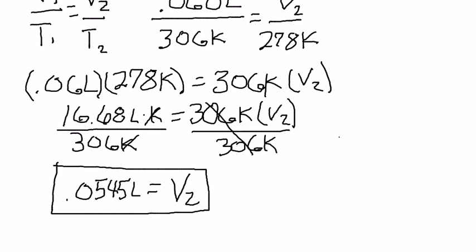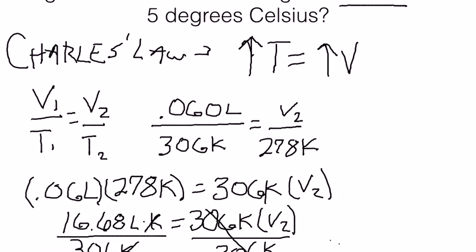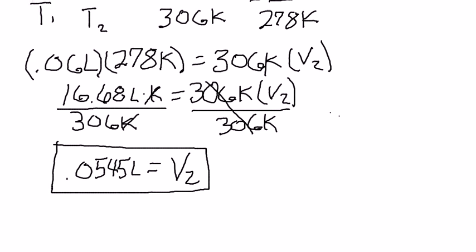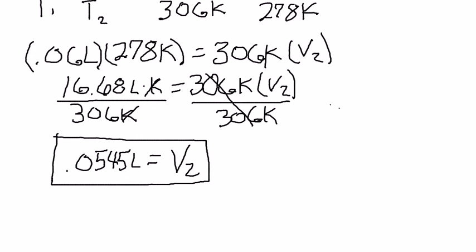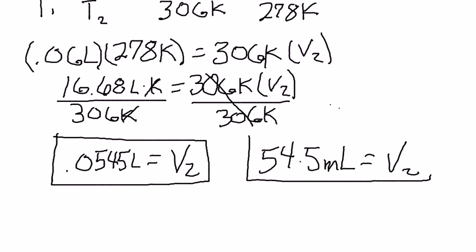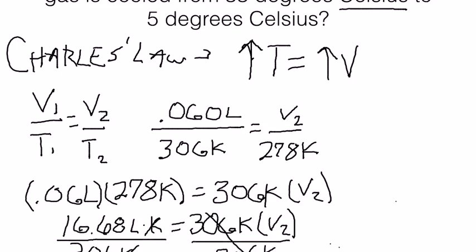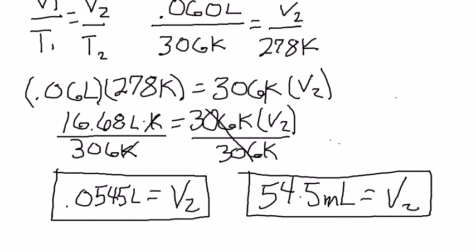For comparison purposes to the initial volume that was given to us up here in the question in milliliters, we can convert this out of liters and go into milliliters. If you wanted to do that, just move the decimal back to the right 3 times and you would get 54.5 milliliters is equal to V2. So let's compare this volume to our original volume. We were given 60 milliliters. We did have a decrease in volume, so this does match Charles' law. Since we had a loss in temperature, we had a loss in volume.